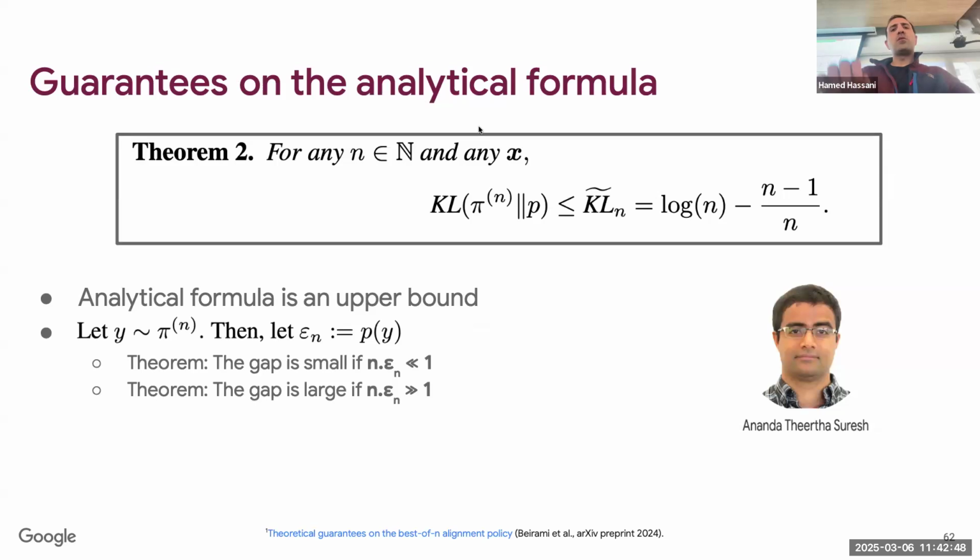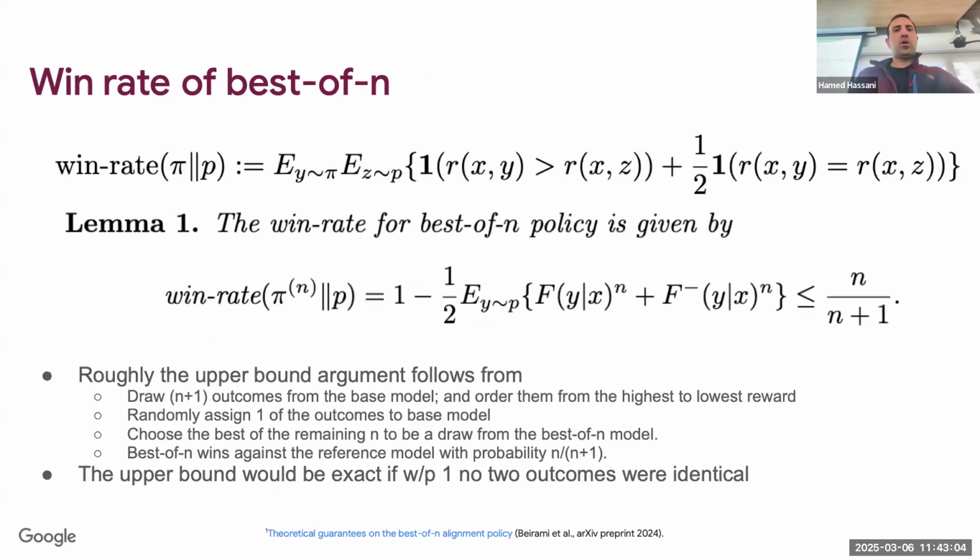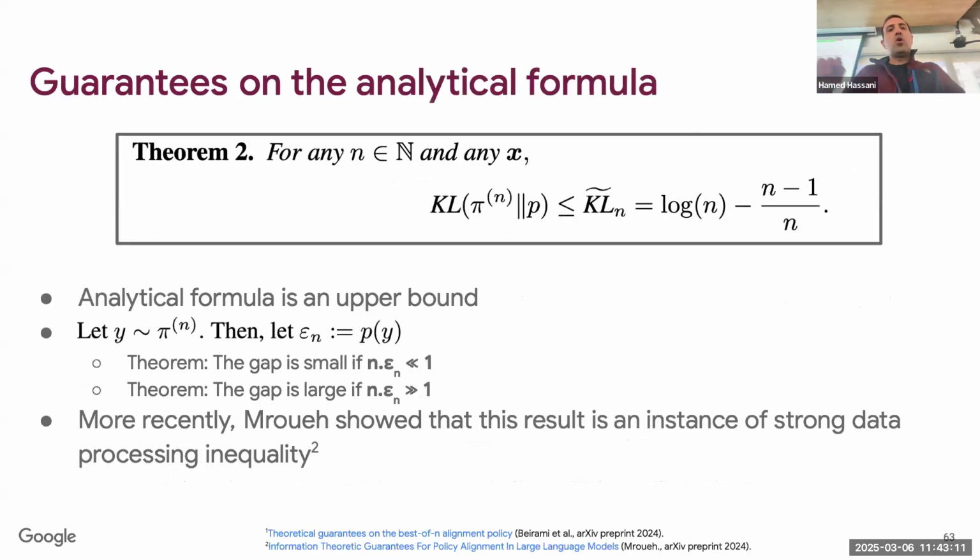And then using that and some other techniques, you can show that the KL divergence is actually upper bounded by log n minus (n minus 1) over n. So this formula is actually not true, but it's an upper bound of the KL. Now for best of n, you can also think about win rate.